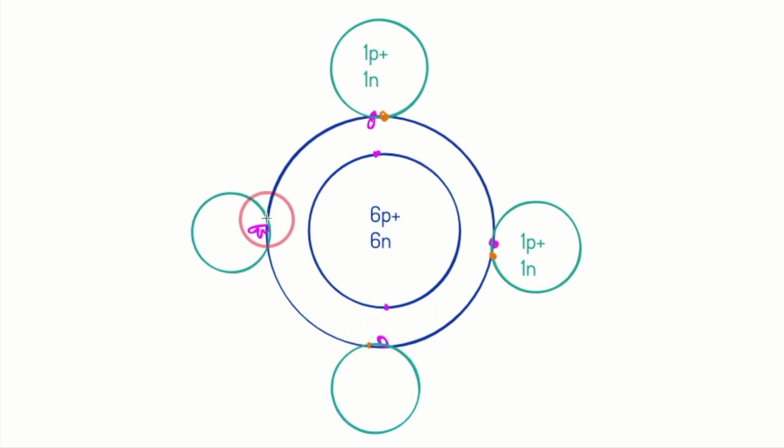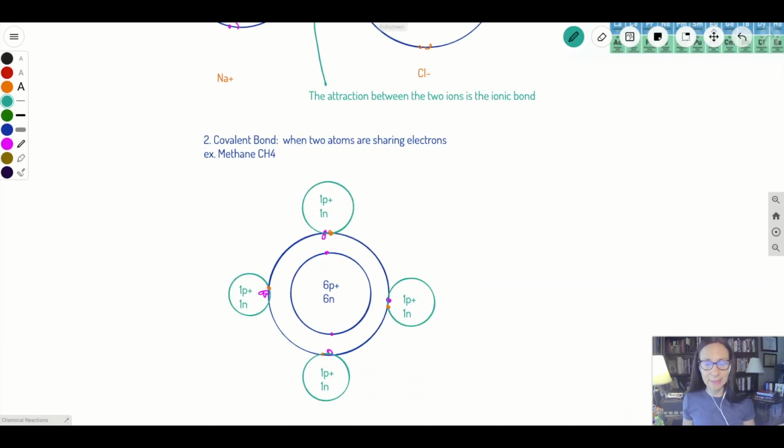And then we've got a shared electron here. Okay, you get the idea. Let me just make sure my picture is complete. We have 1 proton, 1 neutron in the nucleus of that hydrogen. We've got 1 proton, and 1 neutron in that one. Okay, so this is our Bohr model of methane gas. And so it's a very stable molecule, because all the outer shells are all the way full.